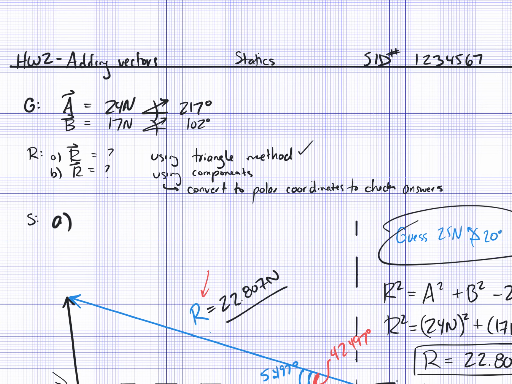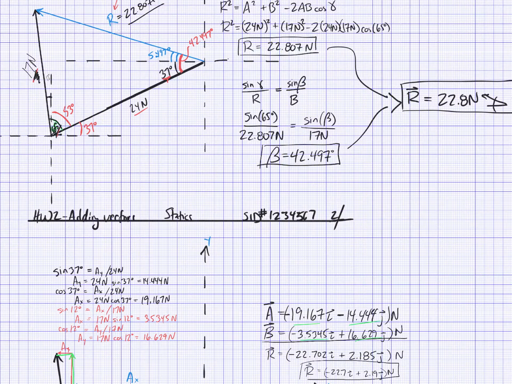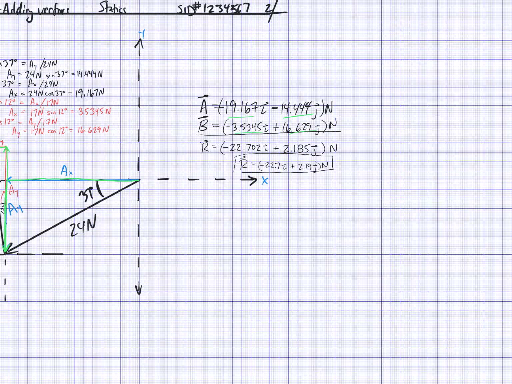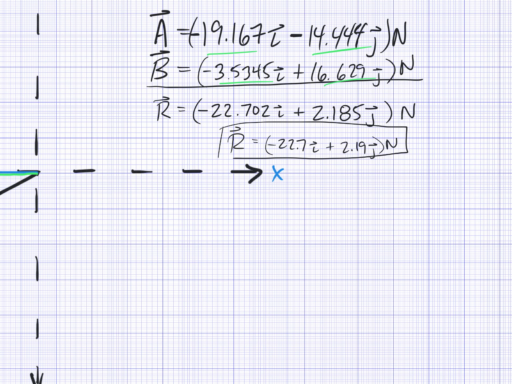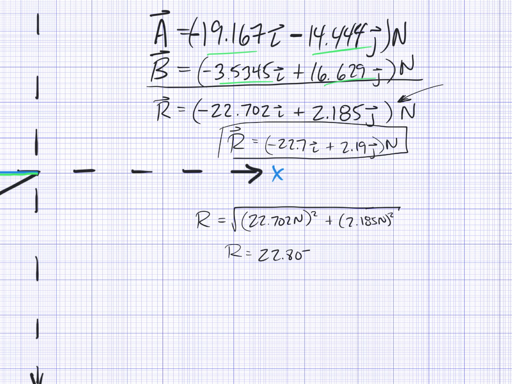So we did it using the triangle method, we did it using components, and now we want to convert to polar coordinates to check our answers. So let's convert this answer to polar coordinates, noting that when we do this, we want to use the 5 sig figs. R, the magnitude, equals the square root of 22.702 newtons squared plus 2.185 newtons squared. If we plug that into the calculator, we get 22.807 newtons.